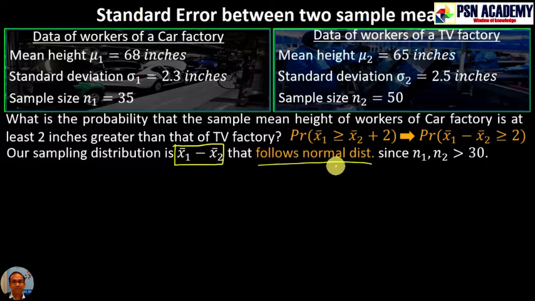Always try to find out whether it is following normal distribution or not. It will be much easier for you to calculate, right? So we are sure that the difference is following normal distribution. How do we come to know that? Because we see that N1 and N2 are much larger than 30. So this is one criterion we talked about some slides back, that whenever you have a larger sample size, that is greater than 30, then you can say that the sample is following normal distribution.